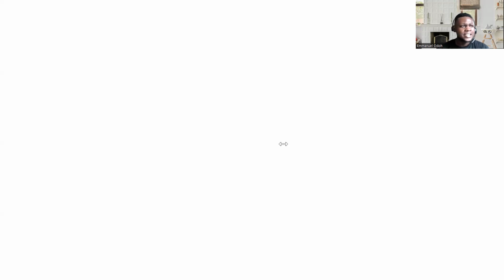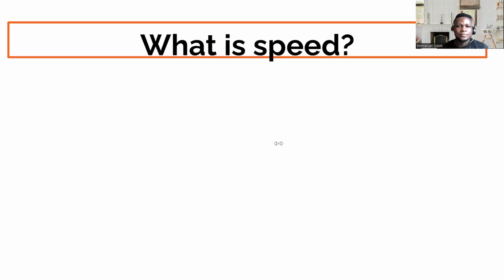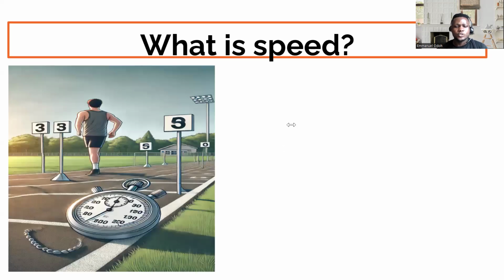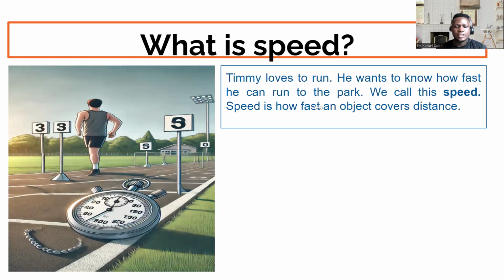So first, let's talk about speed. What is speed? How do we measure speed? How do we compare speed? So speed is a measure of how fast an object is moving. It tells us the distance an object travels over a certain period of time.